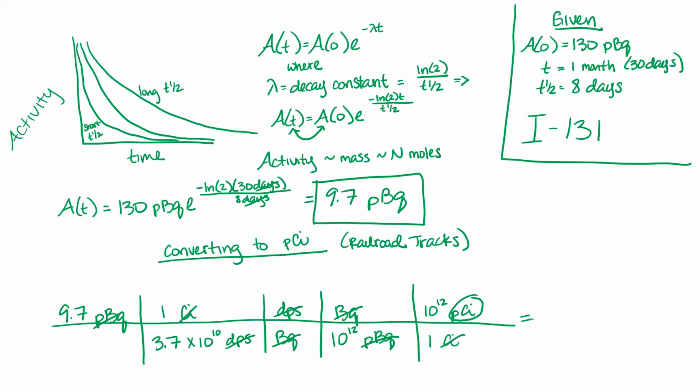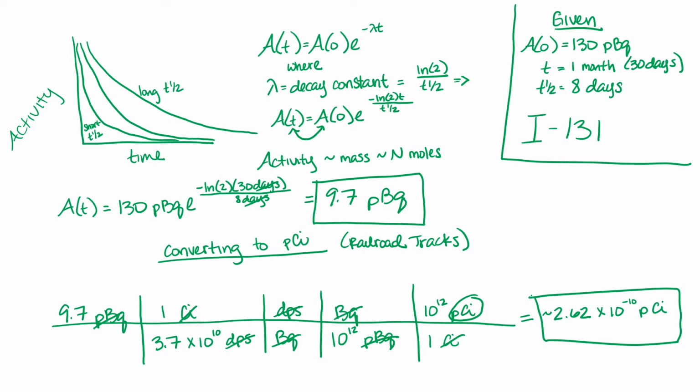Plugging this into our calculator, we end up with about 2.62 times 10 to the minus 10th picocuries as our answer. Now with this information, you should be able to apply the decay equation to other radionuclides and time periods in order to determine final activity levels.